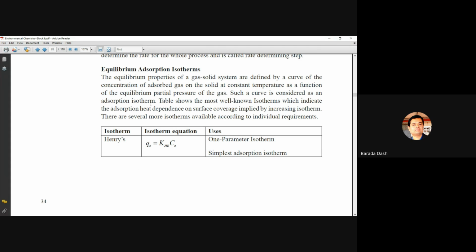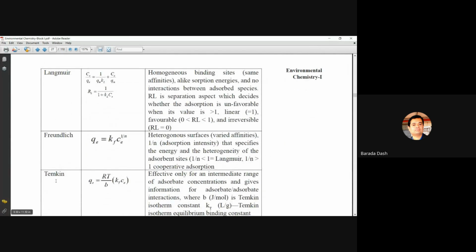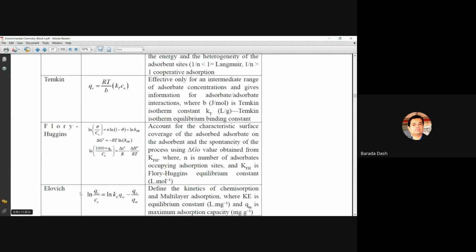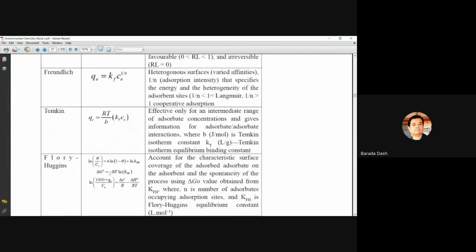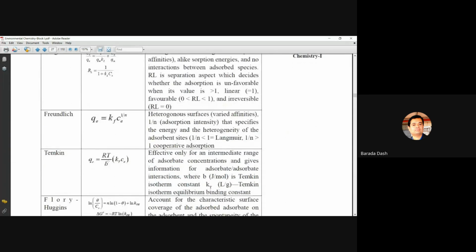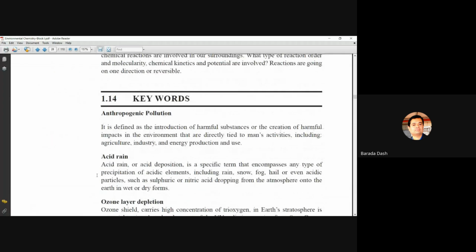There are also the isotherms of adsorption by which the adsorption process is governed. It could be Henry's, Langmuir, Freundlich, Temkin, Flory-Huggins, Elovich. So there are 5 or 6 isotherms that govern the adsorption phenomena. You can go through them, as we have a very short period of time to complete it.